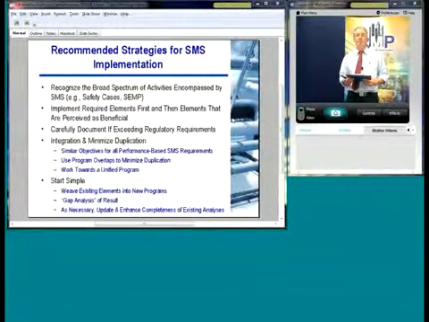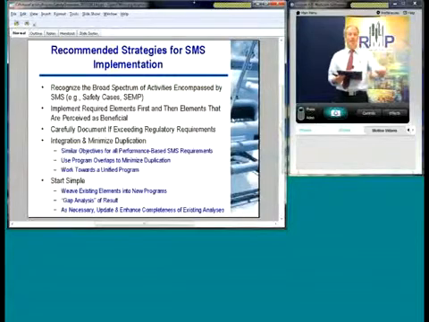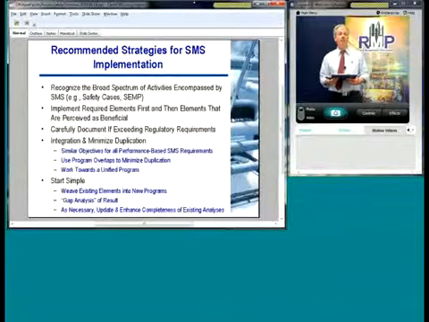Also carefully document if you're exceeding these regulatory requirements. If there is an accident, the regulator is going to look at what you're doing, and if what you're doing is beyond regulatory requirements, they shouldn't be citing you for it if it's not totally complete.